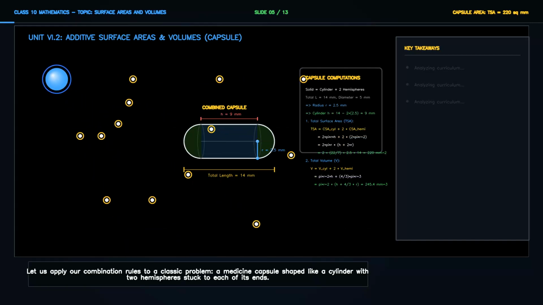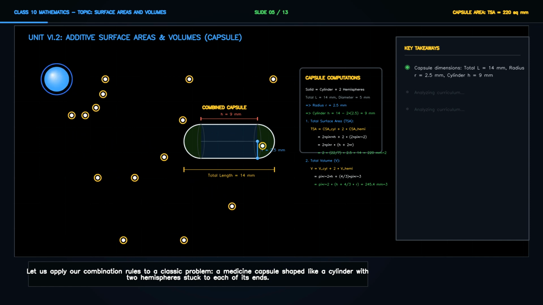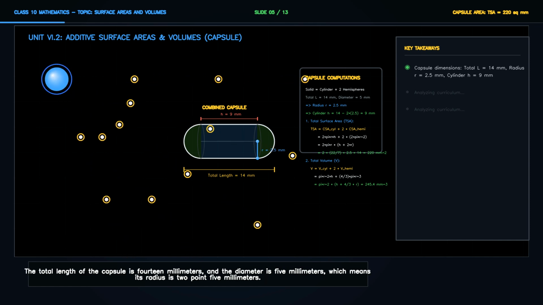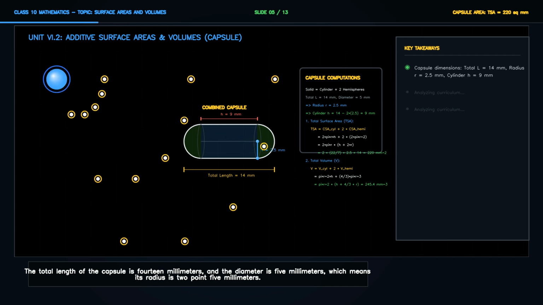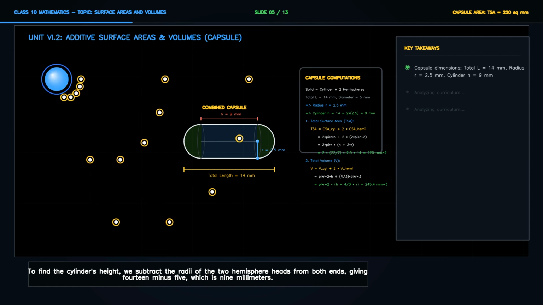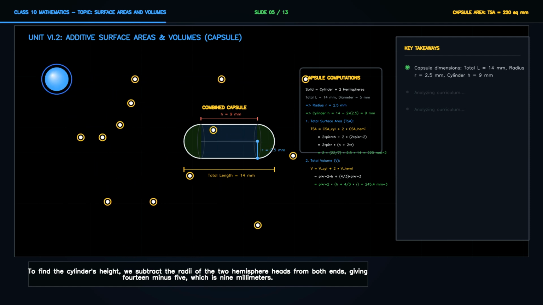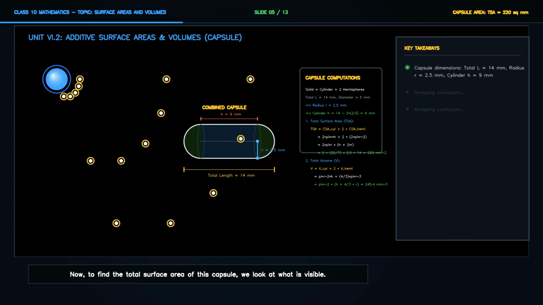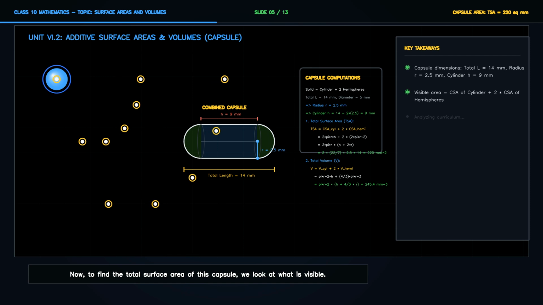Let us apply our combination rules to a classic problem: a medicine capsule shaped like a cylinder with 2 hemispheres stuck to each of its ends. The total length of the capsule is 14 millimeters, and the diameter is 5 millimeters, which means its radius is 2.5 millimeters. To find the cylinder's height, we subtract the radii of the 2 hemisphere heads from both ends, giving 14 minus 5, which is 9 millimeters.